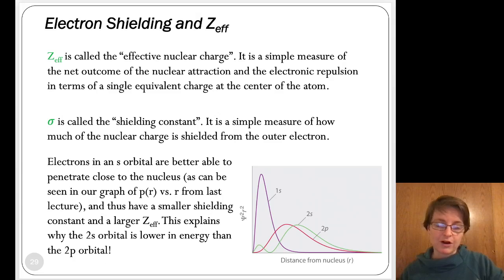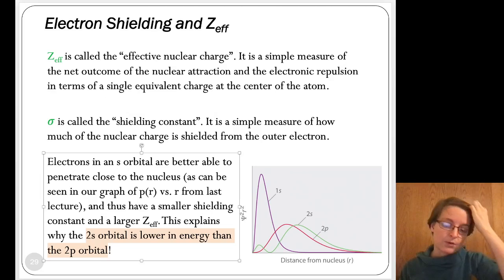And what happens overall, and I would say I know this more by the results of calculations than I do necessarily by being totally convinced by this graph, the overall effect is that the 2s orbital is lower in energy than the 2p orbital as a result of the different values for Z effective that you get for the s versus the p orbital. And again, the different values for Z effective come about because there's a different probability distribution for the electrons in a 2s orbital compared to the electrons in a 2p orbital.